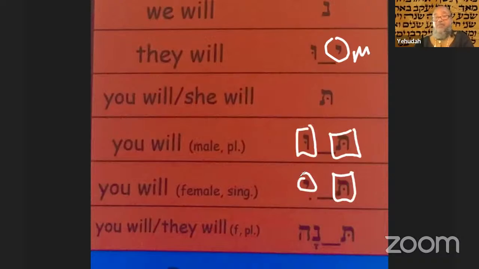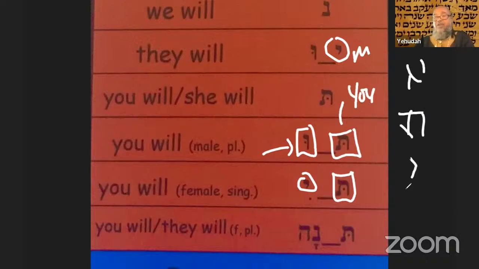Right here, you will, plural. That u right there tells me it's plural. The tav tells me that it's you, because the first person is always going to be an aleph. The tav is always going to be a second person. The yod is going to be the third person. First person, second person, third person. That's how it works.